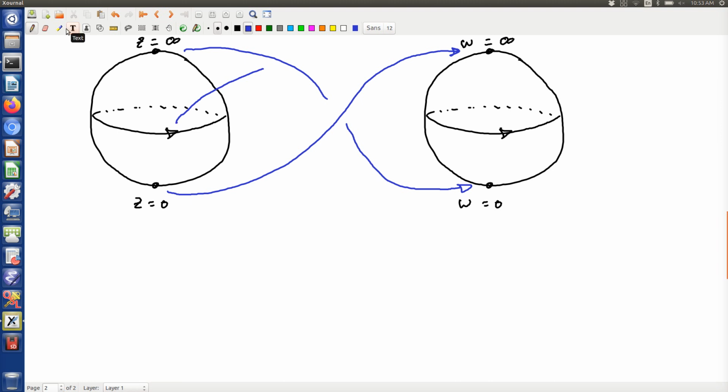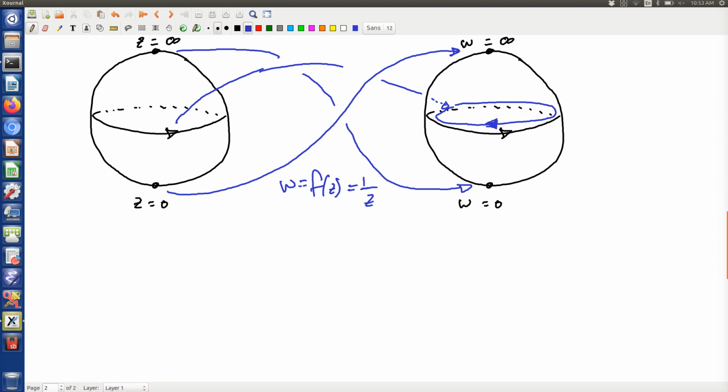In fact, let me draw this a little differently. Like that. So the whole thing gets flipped over. And in particular, the orientation of that equator gets flipped. So this is w equals f of z is 1 over z. So that's what happens. And so that's why circles get turned into lines and lines get turned into circles, because actually in the Riemann sphere, they're just moving around circles. They're not actually getting turned into lines or whatnot.